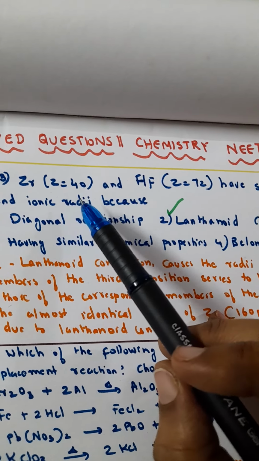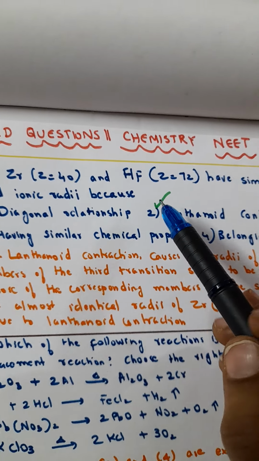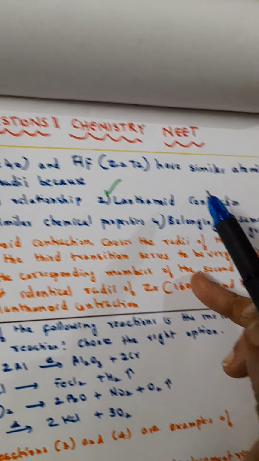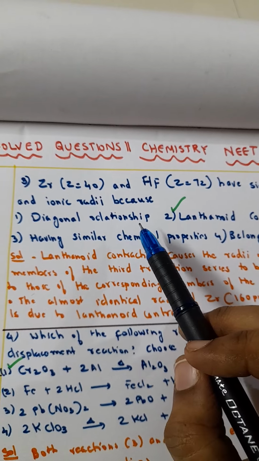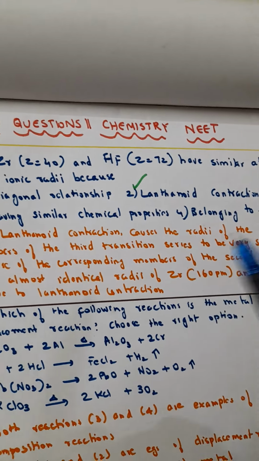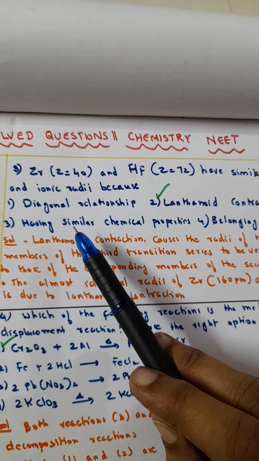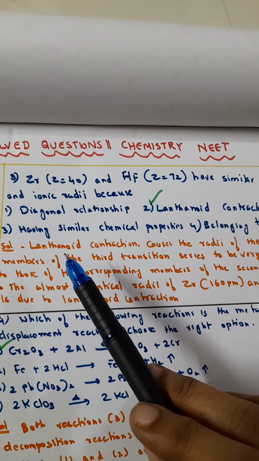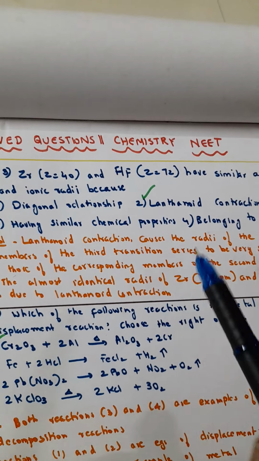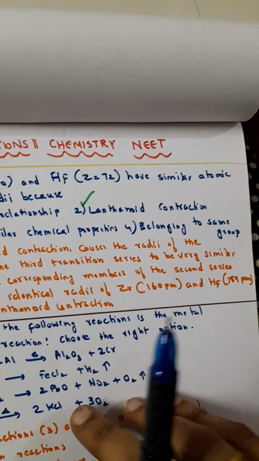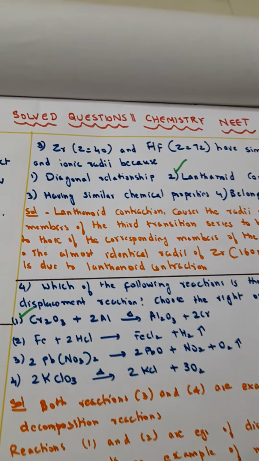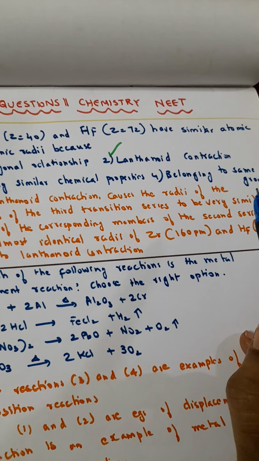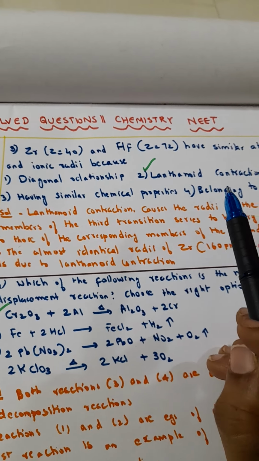See, zirconium, that is atomic mass 40, and here Hf, that is Z 72, they have similar atomic and ionic radii. Why do they have similar ionic and atomic radii? That is the question. The options are diagonal relationship, lanthanoid contraction, similar chemical properties, and the fourth choice is belonging to the same group. You will get confused on which choice. Some students will write diagonal relationship, some write belonging to the same group, but the correct option is lanthanoid contraction.